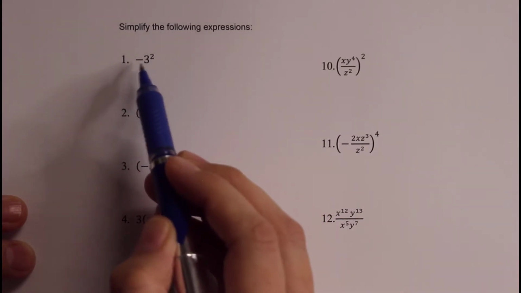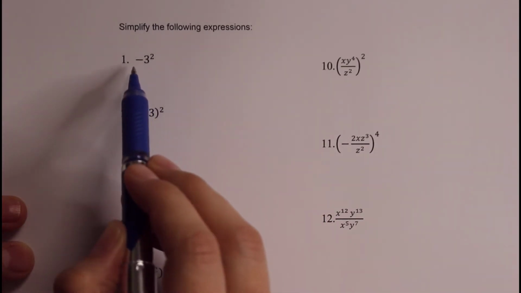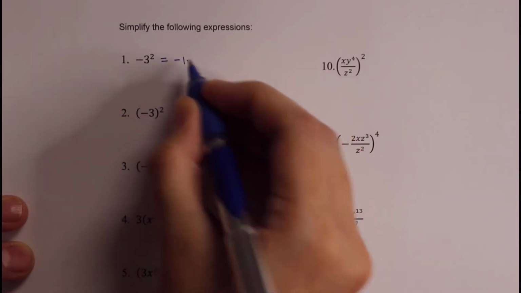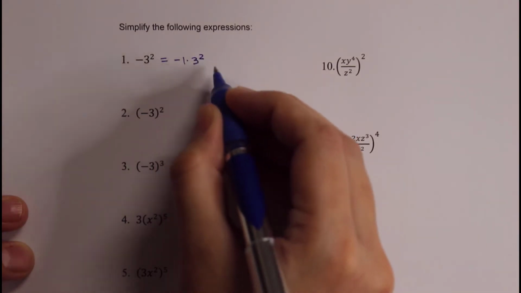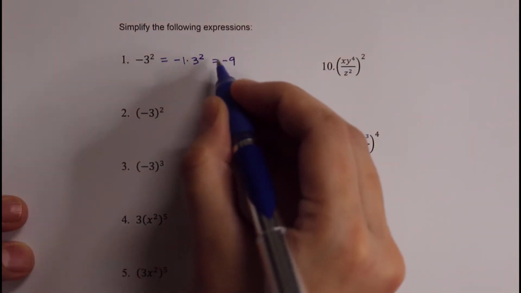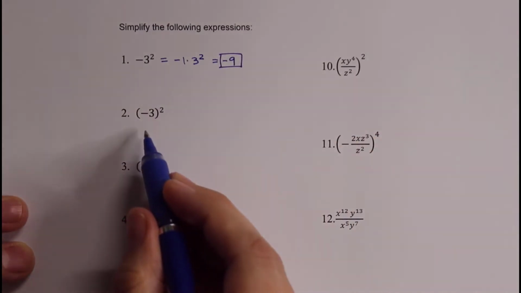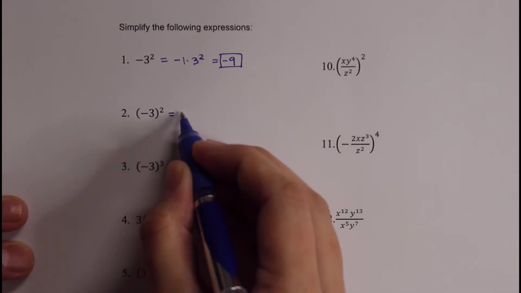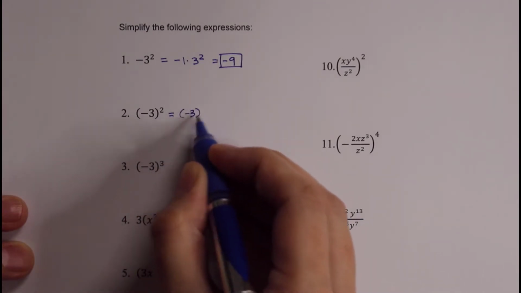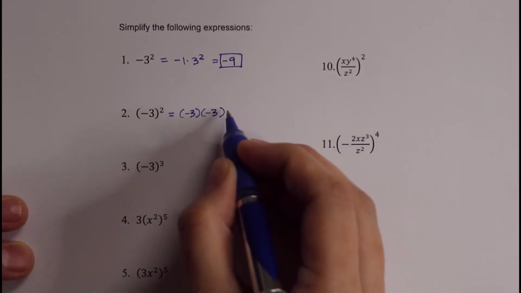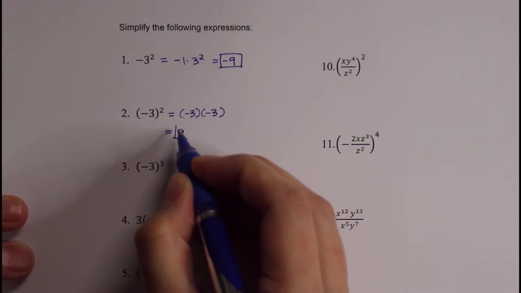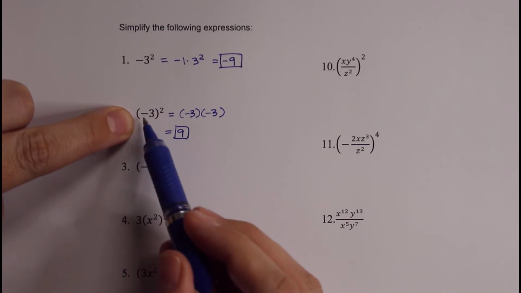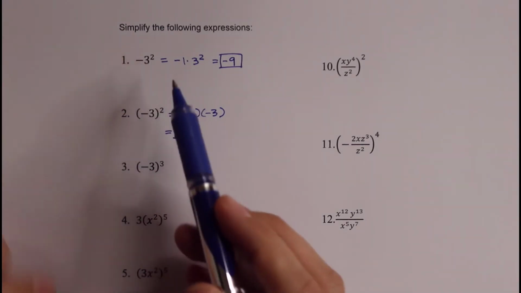Number one, negative 3 squared, but there's no parentheses with the negative, so this is really just saying negative, like an invisible 1, and then 3 squared, so 3 times 3, so this is negative 9. This is different from number 2, where there's a parenthesis, so that means you are squaring what's in the parenthesis, so that's negative 3 times itself. And a negative times a negative is positive. So this one's positive 9. So please be aware of this distinction. If there's no parentheses holding the negative together with the number, it does not get squared.